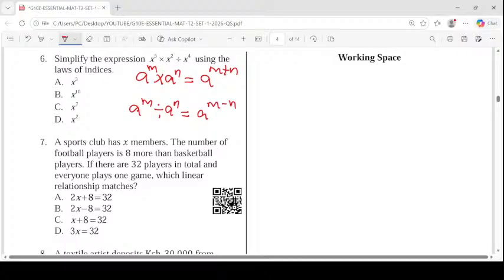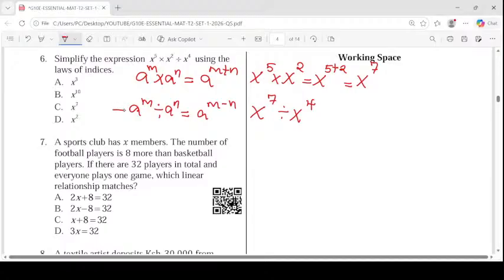I want to apply the first law. When I have x power 5 multiplied by x to the power of 2, this becomes like saying x power 5 plus 2, which translates to x power 7. So this x power 5 times x power 2 has now become x power 7. I'll now have x power 7 being divided by x power 4.